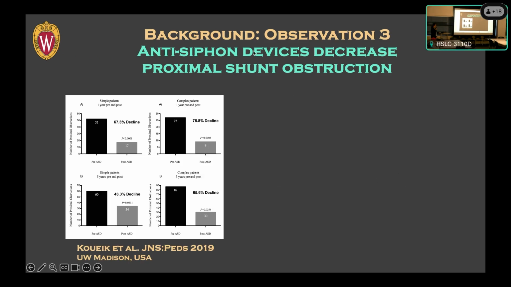For example, in these two graphs, these are simple patients, that is, patients who have had less than 10 proximal shunt obstruction revisions in their lifetime. And we see a 67% decrease after 1 year of having this anti-siphon device, and this decreases to around 43% after 5 years. In more complex patients, that is patients with more than 10 proximal shunt revisions in their lifetime, this effect is even more significant: 76% after 1 year of having 2 valves in the system and 66% after 5 years.